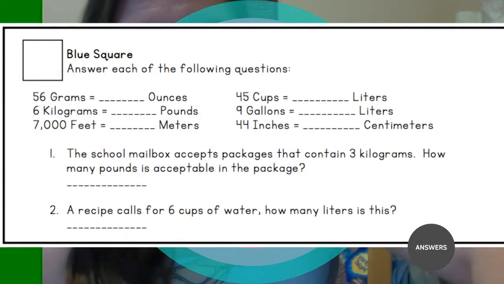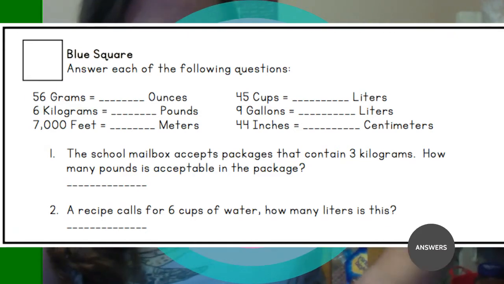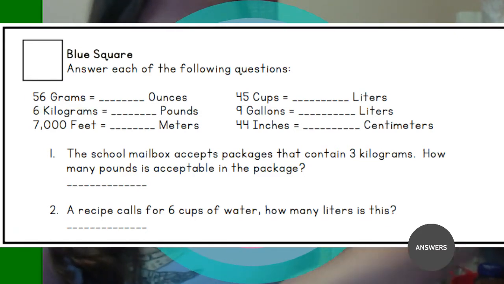6 divided by 2.2. Oh, I opened my calculator. 6 divided by 2.2 equals about 2.72. So really a lot of measurement converting is getting an estimate. You are more than welcome to use a calculator. So it says the school mailbox, I'm going to do the first word problem with you now. The school mailbox accepts packages.